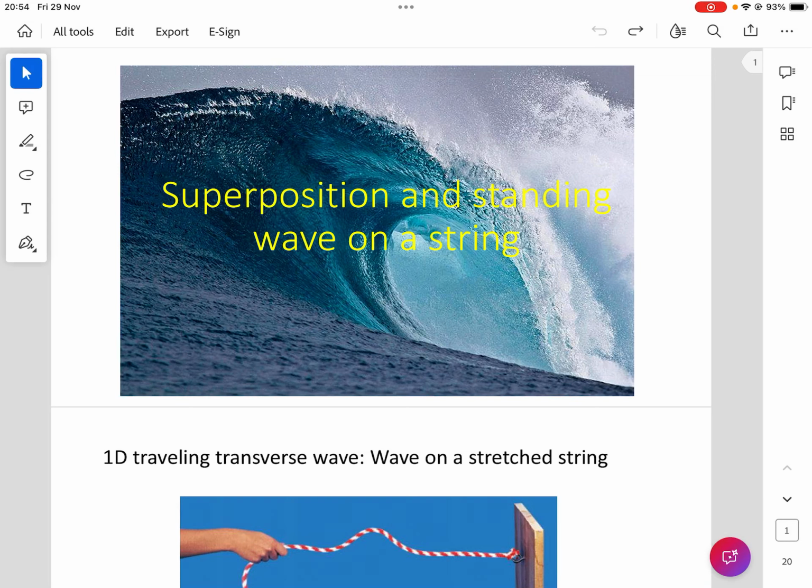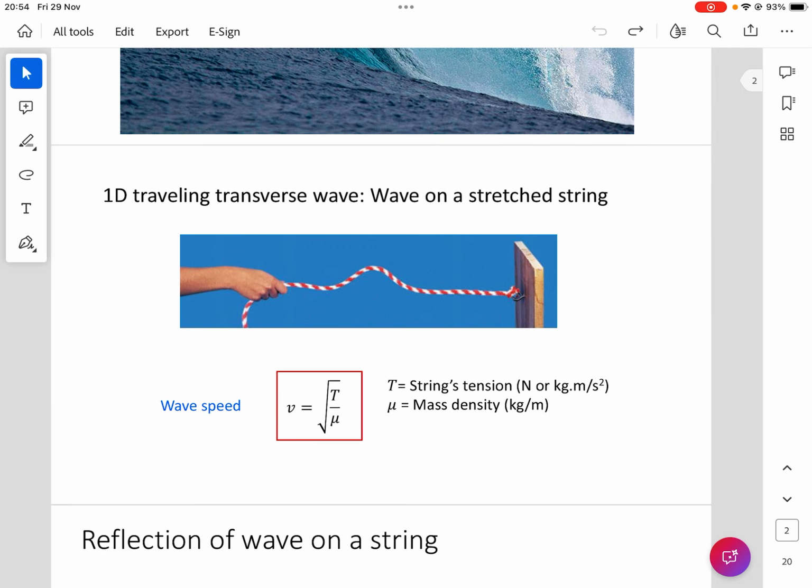Okay, we're going to continue with the interference of waves. Last time we talked about the interference of waves for waves on a water surface, or river waves, right? That is the case for two dimensions in space, let's say. Next, we're going to talk about the interference of waves on a string. That is a classic example of a one-dimensional wave.